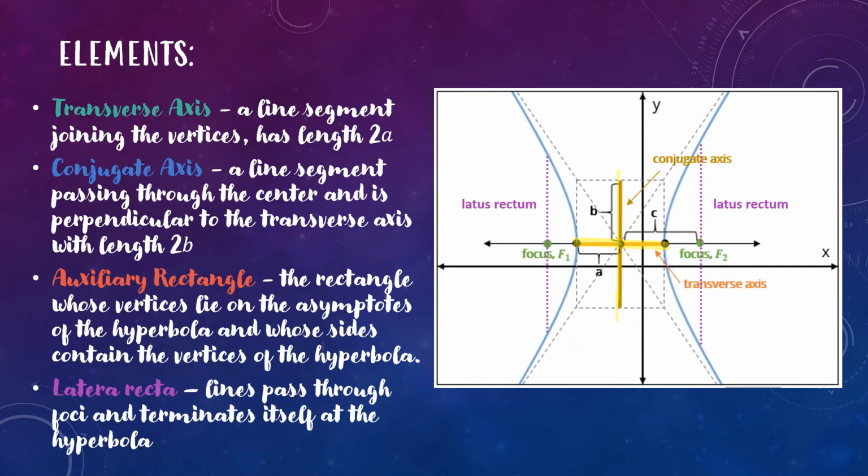We also have the auxiliary rectangle, the rectangle whose vertices lie on the asymptotes of the hyperbola and whose sides contain the vertices of the hyperbola. Actually, in graphing later, dili naman nato i-graph apil ang auxiliary rectangle, but part man siya sa element. So, gipakita nako. So, ang tawag ani ang auxiliary rectangle kaning makita ninyo nga murag dili murag rectangle jud siya.